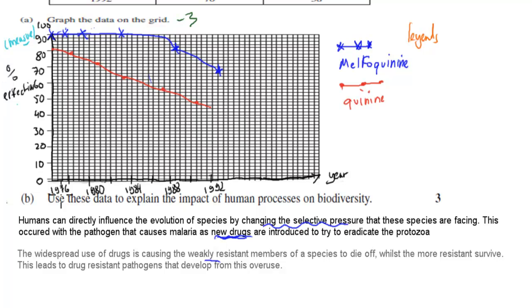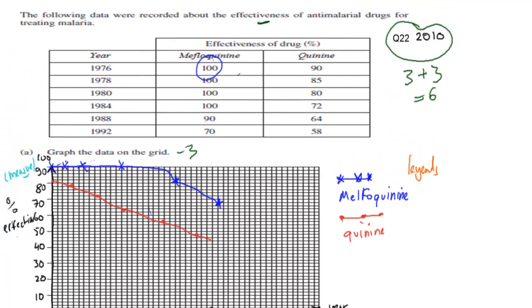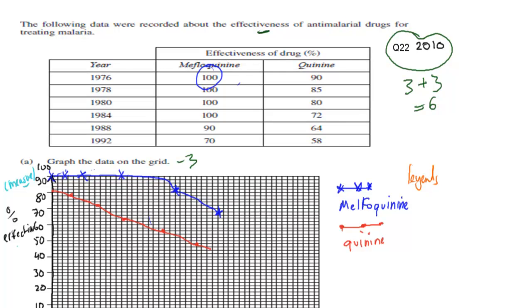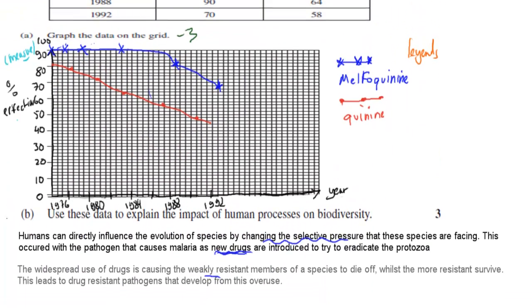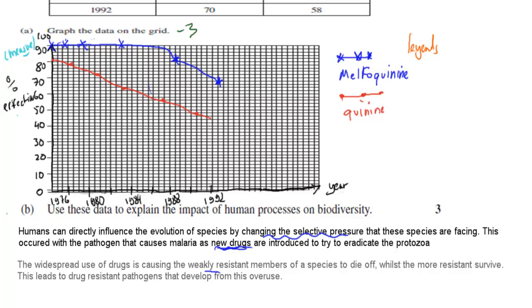I haven't mentioned antibiotic resistance because in this case we're not talking about bacteria. Remember, we're talking about protozoa, and protozoa are not bacteria and they will not be harmed by antibiotics, which is why the actual question just says anti-malarial drugs, not antibiotics, right? But same idea. You overuse them, they become resistant, and then that's a problem for us.